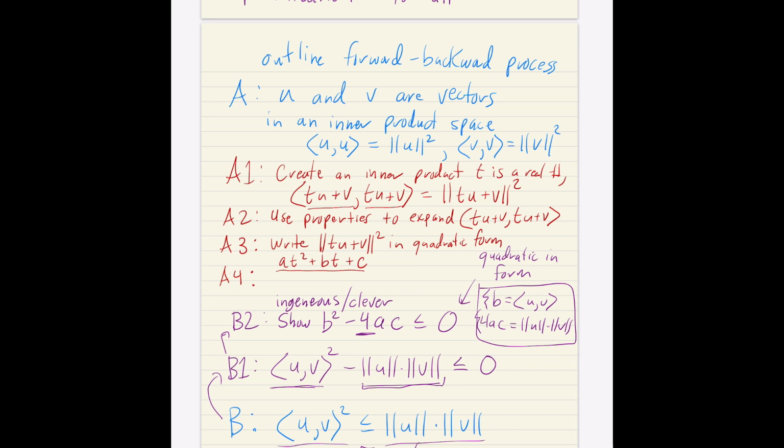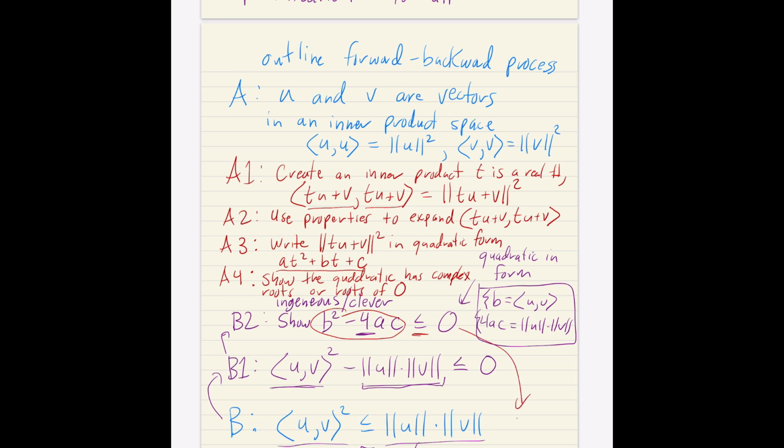Now, for the quadratic formula, the inside part, for it to be less than or equal to 0, the only way that can happen is if the quadratic equation has either complex roots or a root of 0. So we want to show that the quadratic has complex roots or roots of 0.